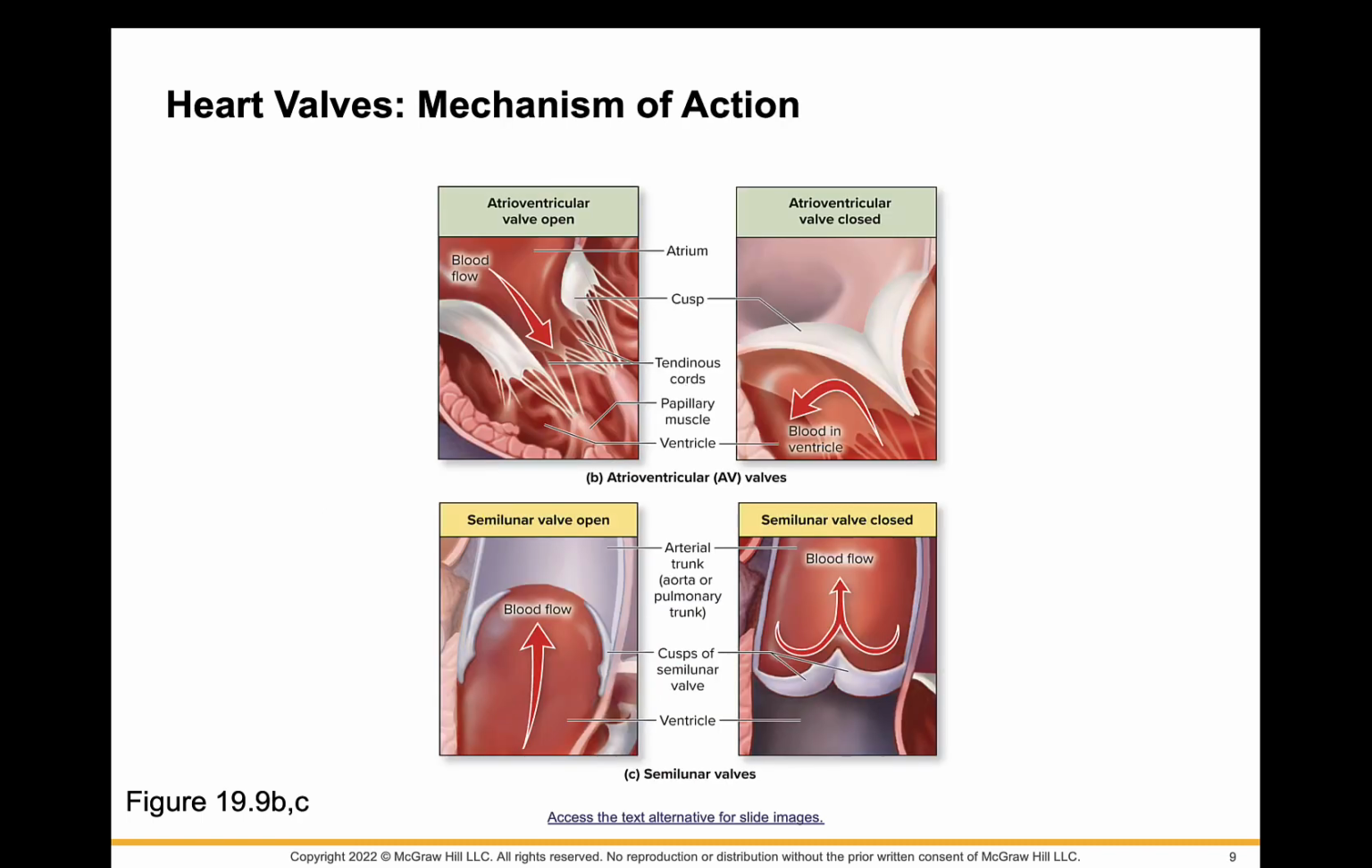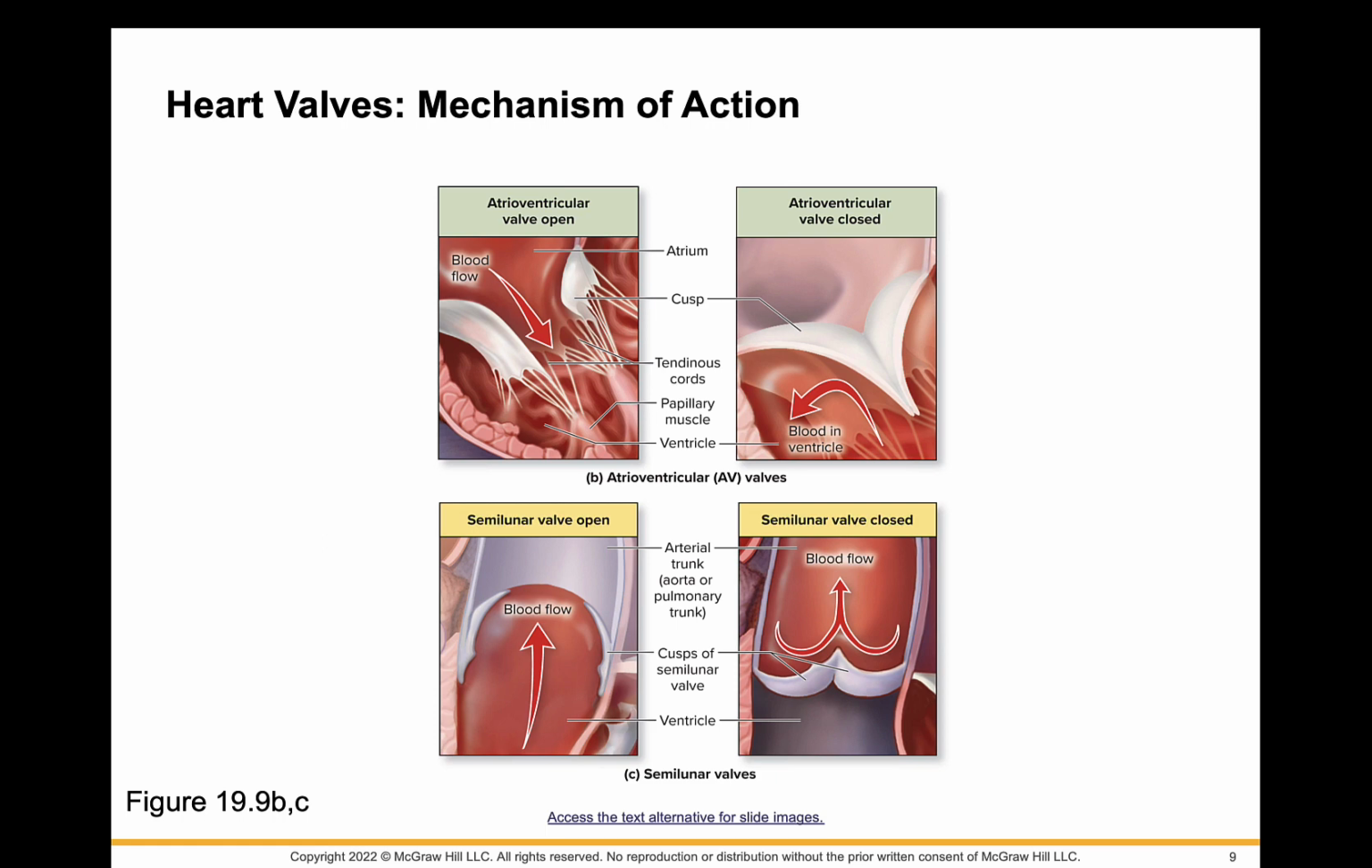Now, one thing that is really standing out in this particular image here is the directionality of the cusps or flaps of the valves. So let's look at the AV valves once they are open, and the flow will be from the atria to the ventricles. Notice that the cusps or flaps are in a downward direction. This is going to facilitate the flow of blood through the valve. Here we can actually see what the valve looks like when it's closed.